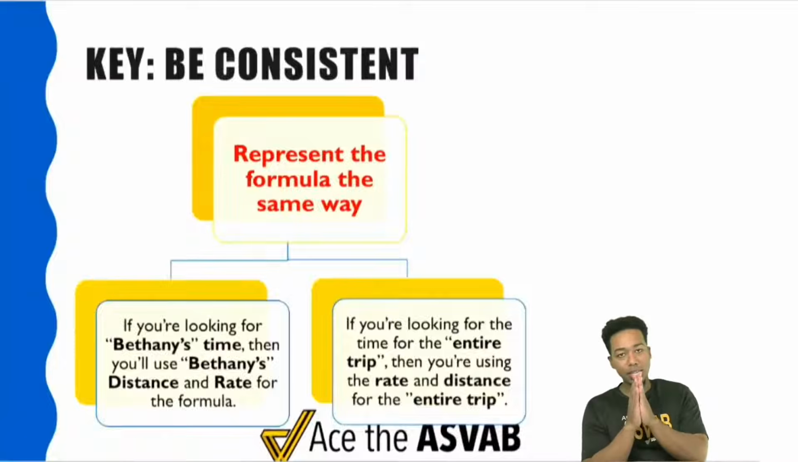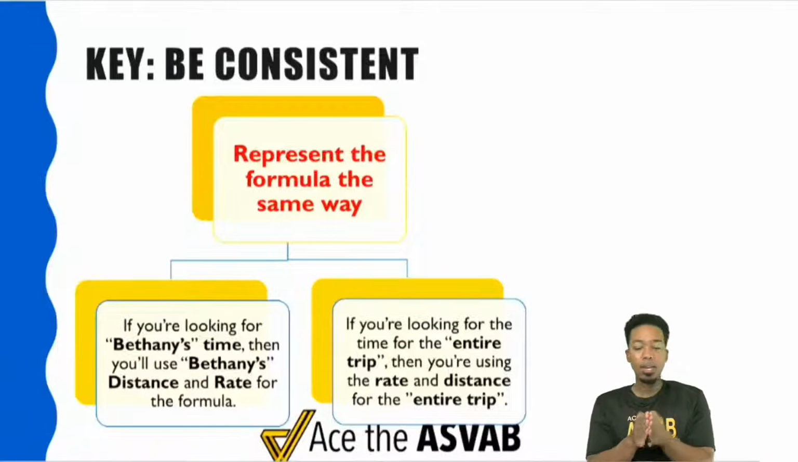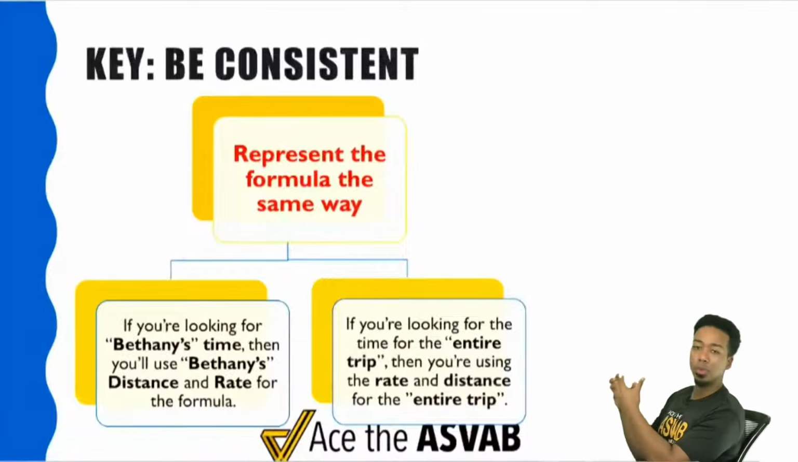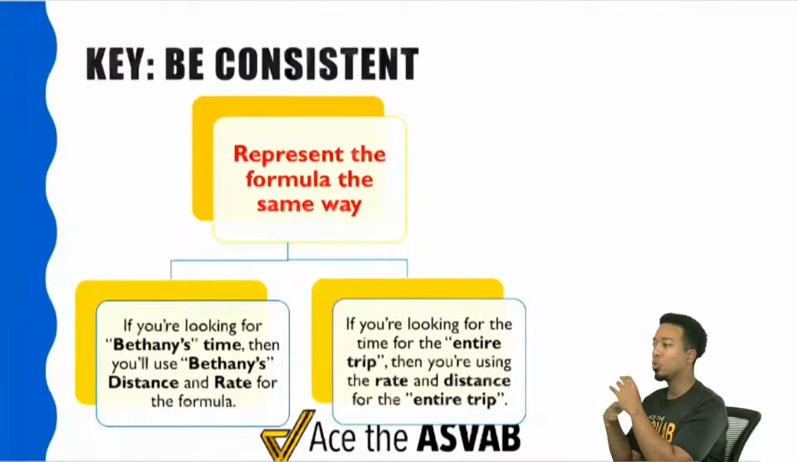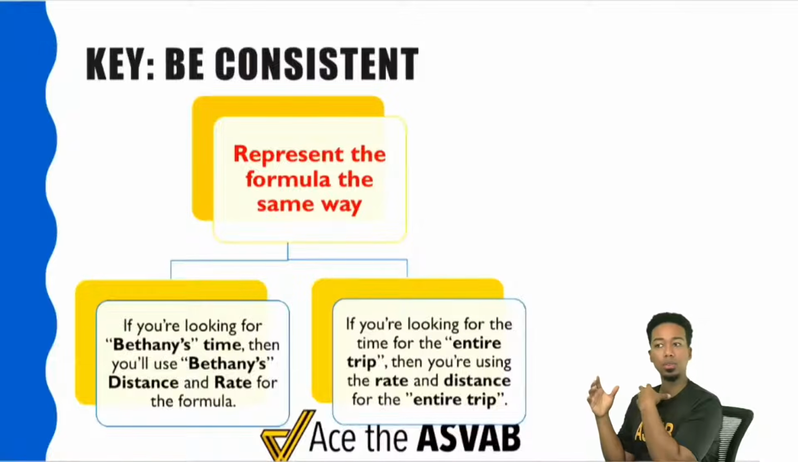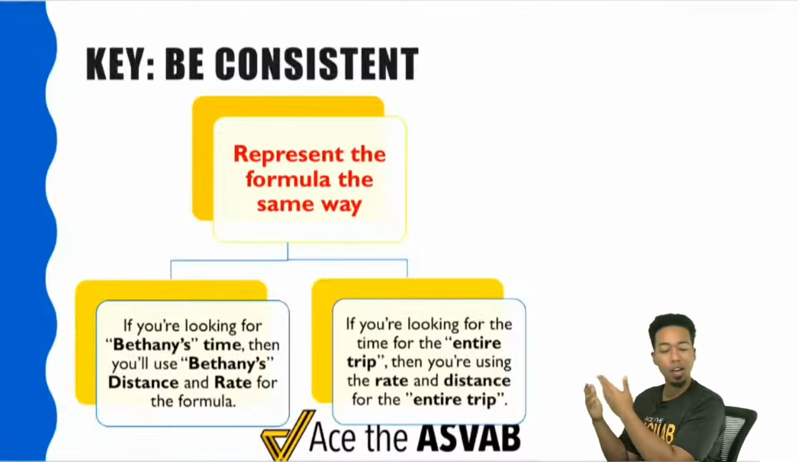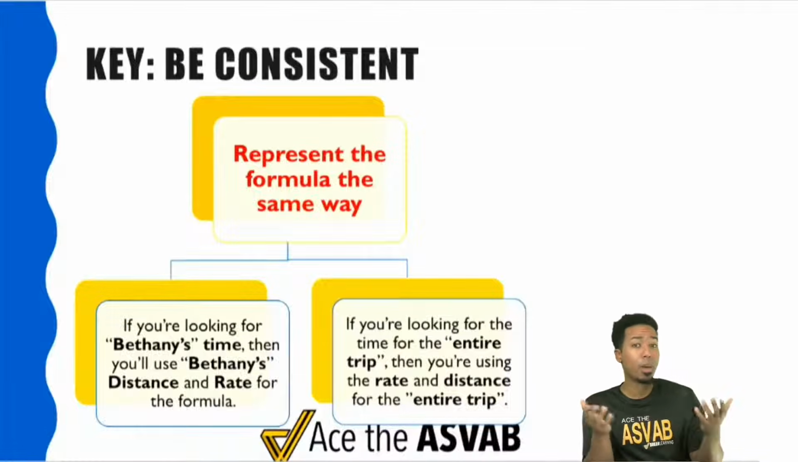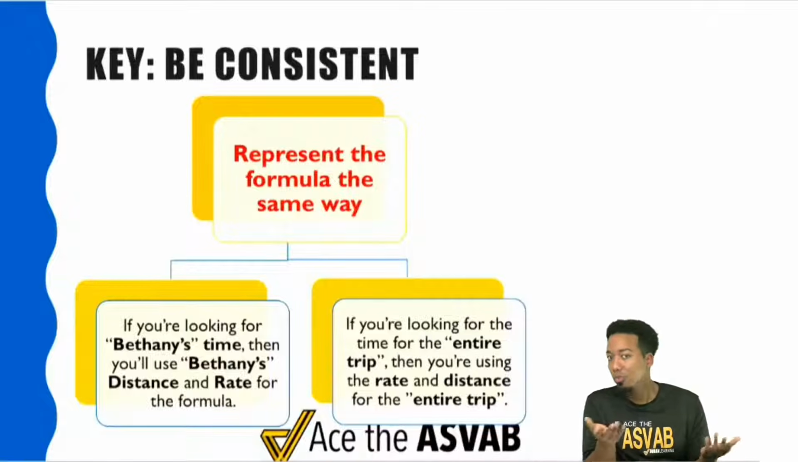So number 2, the real key here is to be consistent. I definitely want to take a quick moment to explain what this means, because too often a lot of us get a little too overconfident. Sometimes we get overconfident because we know the formula and we think that's all we need. But formulas, like all math ideas, follow specific rules.